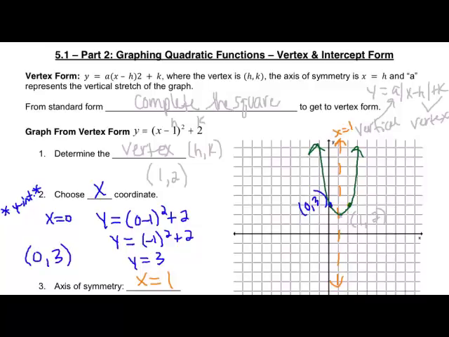You may notice that the steps for graphing in vertex form are very similar to those in standard form. The difference with vertex form is that your vertex is a lot easier to see in your equation than it is in standard form. In standard form you actually have to solve for your vertex. In vertex form you can just pick it out of the equation.